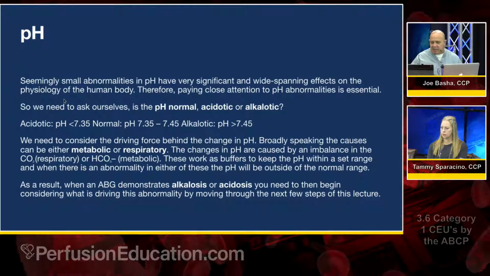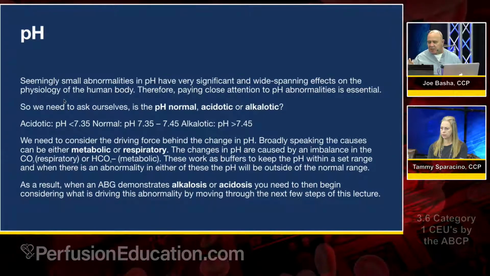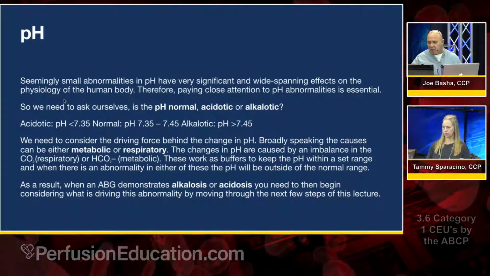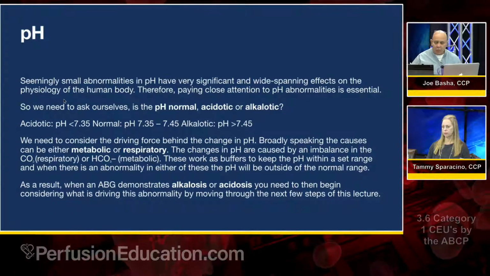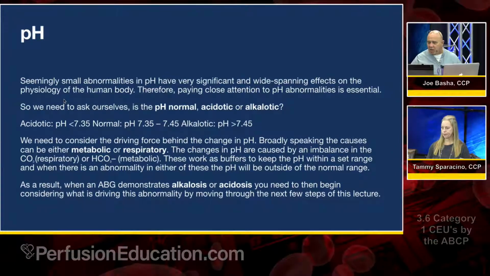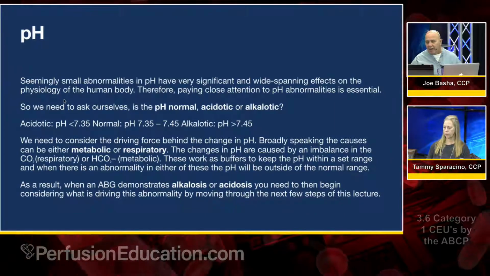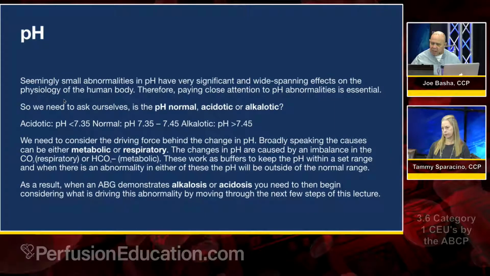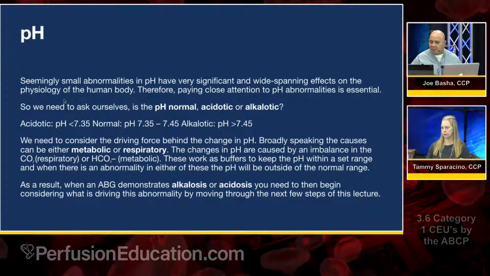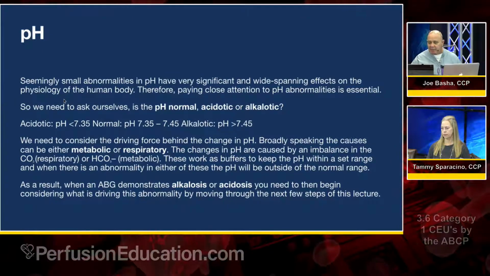There's the basic acidotic and alkalotic pHs. They're relatively narrow ranges. We need to consider the driving force, however, behind the pH change. Broadly speaking, the causes can be either metabolic or respiratory, and they can be combined. They can be both. The changes in pH are caused by an imbalance in CO2, which is respiratory, or bicarb, which is metabolic. These work as buffers to keep the pH within a set range, and when there is an abnormality in either of these, the pH will be outside of the normal range.